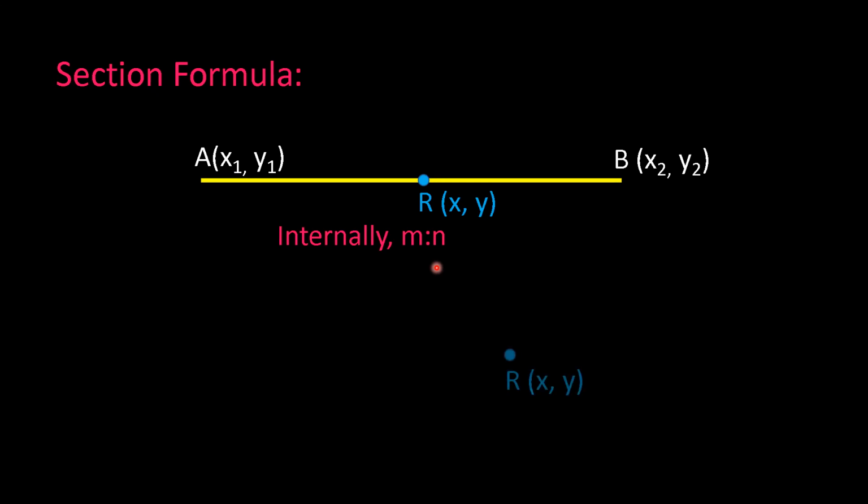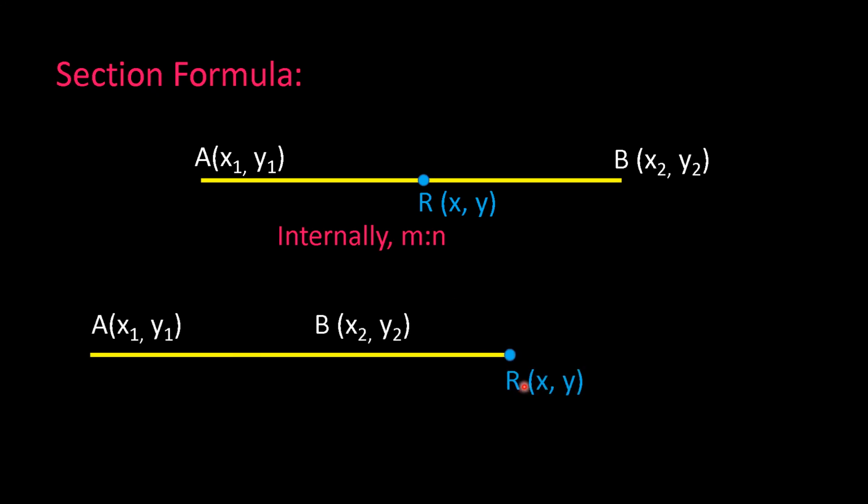m/n. R may even lie on the extended part of segment AB, that is, R may lie outside the segment AB. So in this case, we say that R divides segment AB externally in the ratio m/n. We will see section formula for internal division.